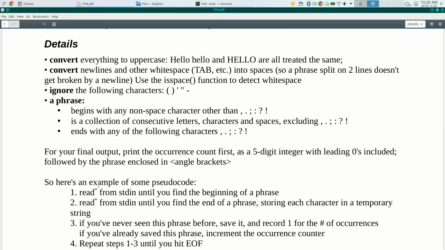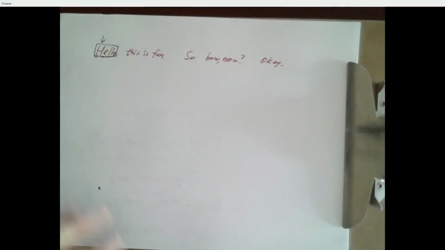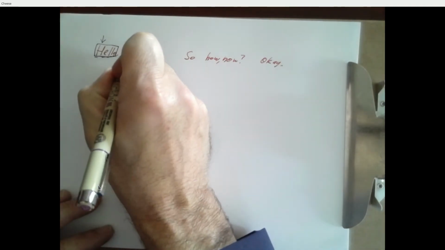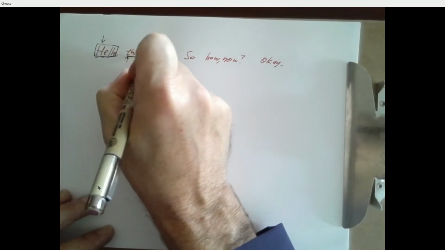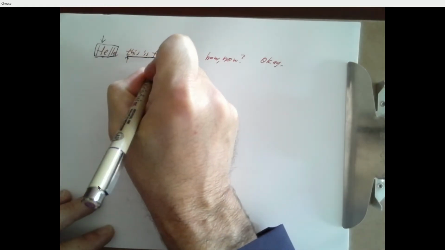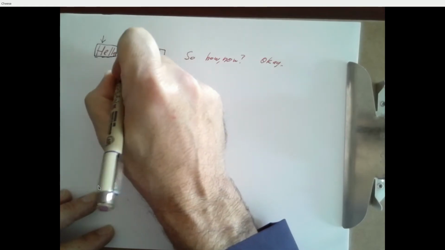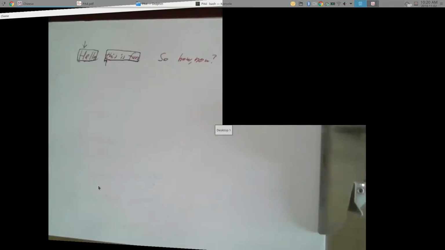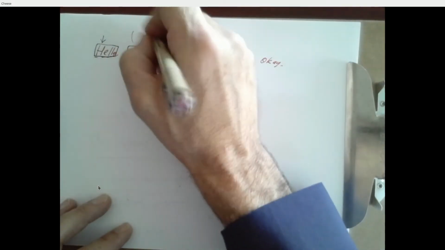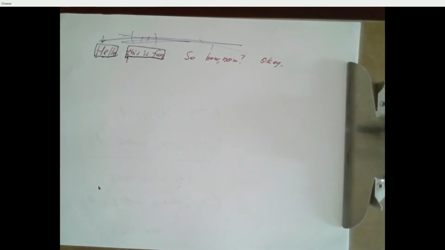All right, and then your next phrase begins with a non-space character other than punctuation. So it's not the comma, it's not the space, it's the T right here. And it's any collection of characters or spaces that are not punctuation. And so when you get to the period, that's punctuation. So this is your next phrase. What if it's like an apostrophe? Apostrophes are dead to you. They do not exist. So you can throw in a bunch of apostrophes and parentheses and all that, and those don't appear in your phrases. Okay, we're going to talk about how to ignore those.